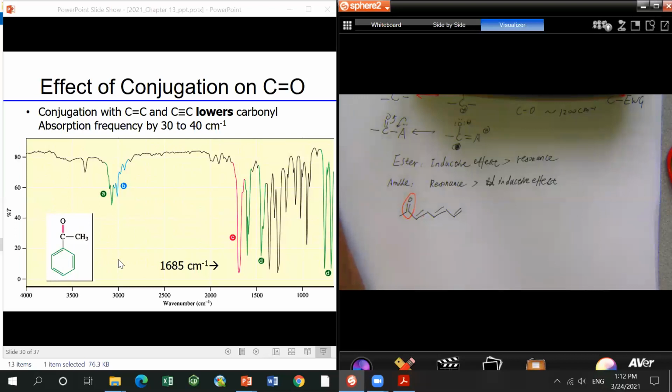But here, because this carbonyl group is conjugated with the benzene ring, double bond, single bond, double bond, single bond, the carbonyl absorption is at 1685. That's much lower than 1700 to 1720, so please keep that in mind. Occasionally you see a peak lower than 1700. That's maybe also a carbonyl group, so please keep that in mind.